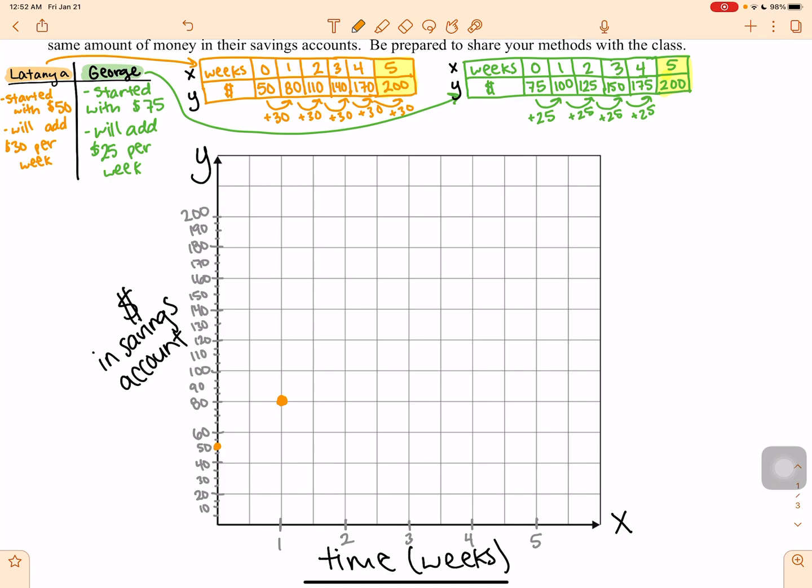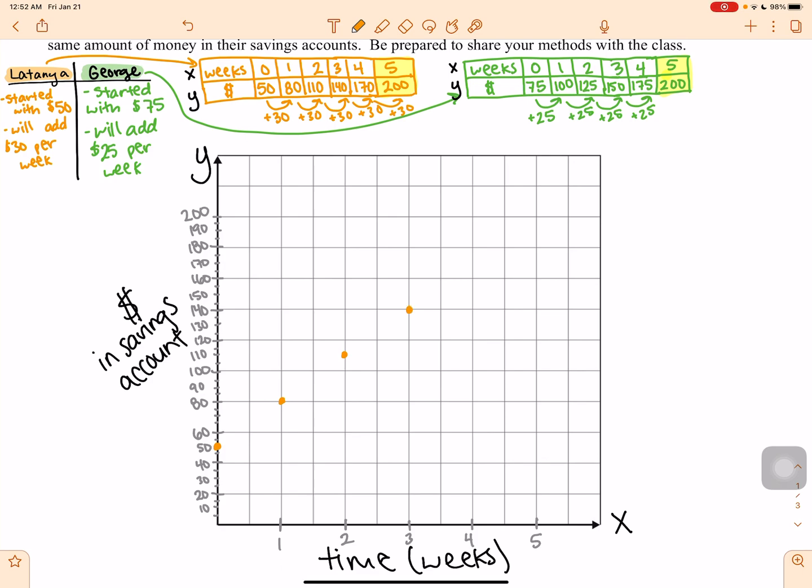And then at week 2, and you can also just use your graph, or your table up here, sorry, your table, we know she has $110 by week 2. It definitely adds up if you guys were to save. It's so good for college or just living after high school. Save your money. All right, and then week 3, $140.